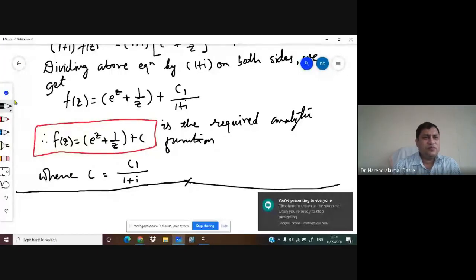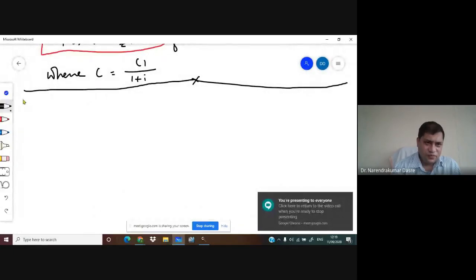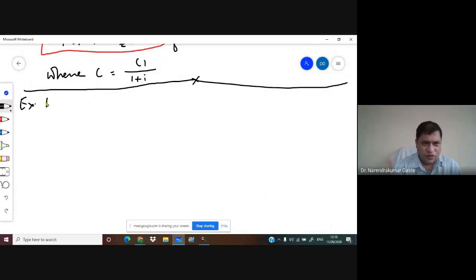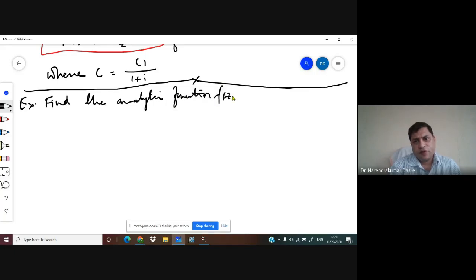So what we can do is divide this equation by 1 plus i. So dividing the above equation by 1 plus i on both sides, what we are able to get is f of z is equal to, this will get cancelled, so we'll have e raised to z plus 1 upon z plus c1 upon 1 plus i. And hence we can write f of z is equal to e raised to z plus 1 upon z plus c.